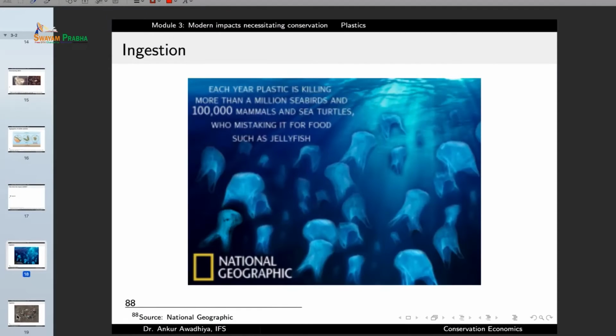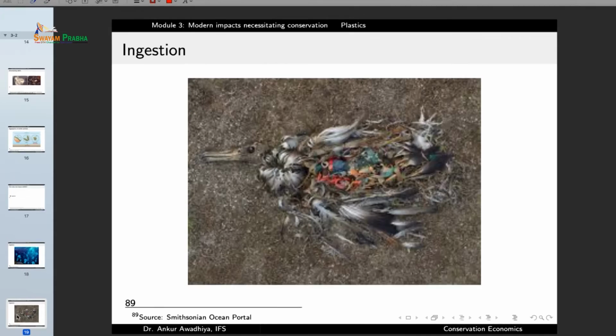Now, once that happens, the animal will be unable to eat any food because there is a blockage in its alimentary canal. And if that happens, the animal will slowly and steadily start to die because it is not getting sufficient nutrition. This is an image of an albatross chick.